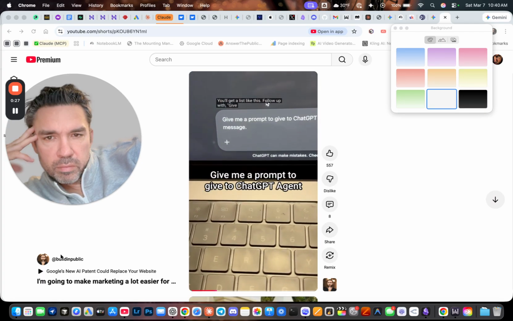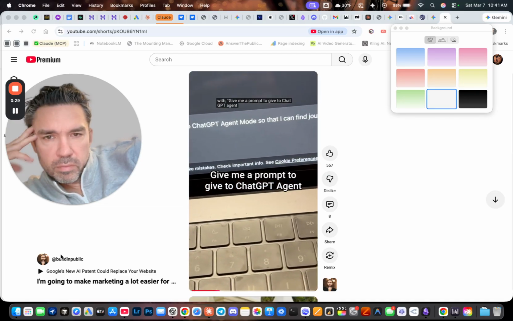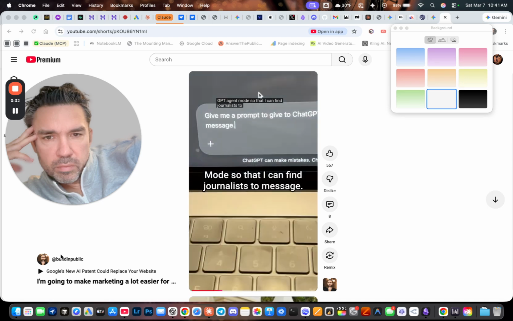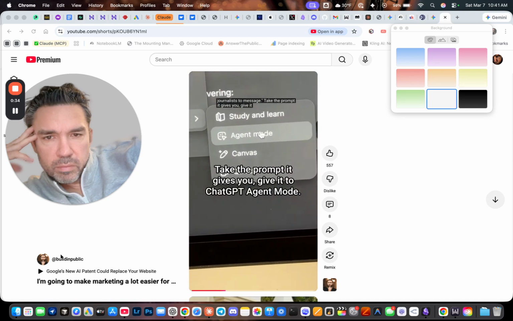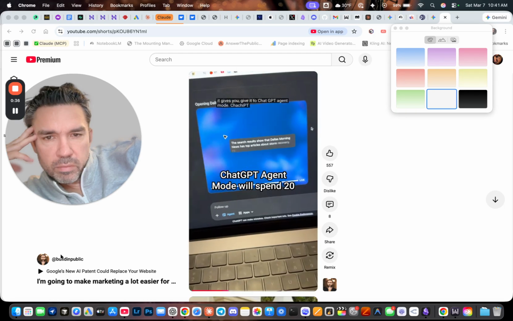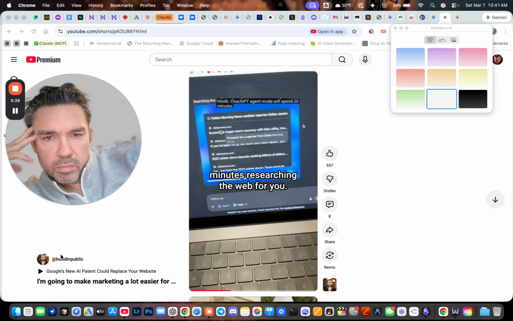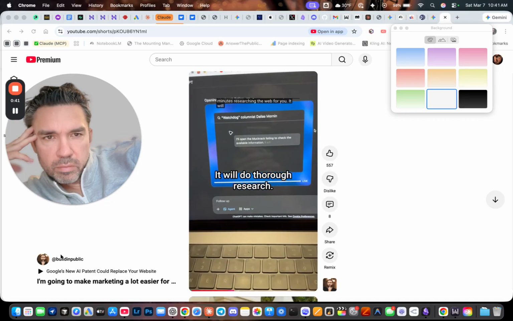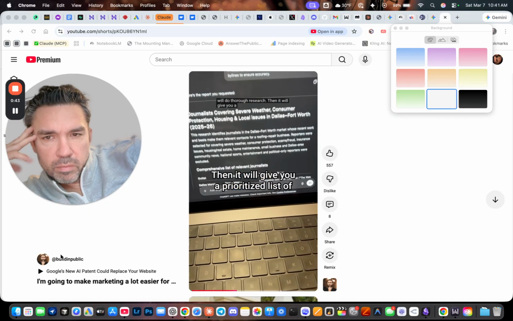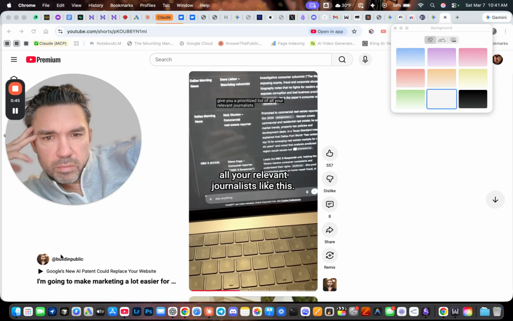Follow up with, "Give me a prompt to give to ChatGPT agent mode so that I can find journalists to message." Take the prompt it gives you, give it to ChatGPT agent mode. ChatGPT agent mode will spend 20 minutes researching the web for you. It will do thorough research. Then it will give you a prioritized list of all your relevant journalists like this.